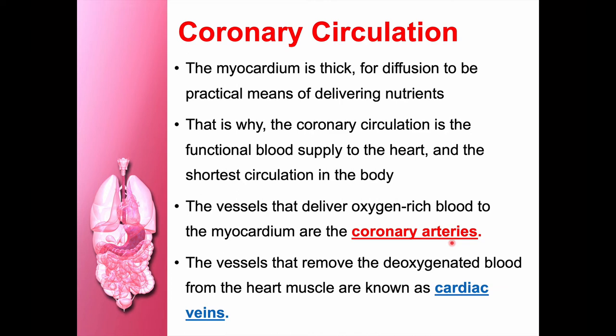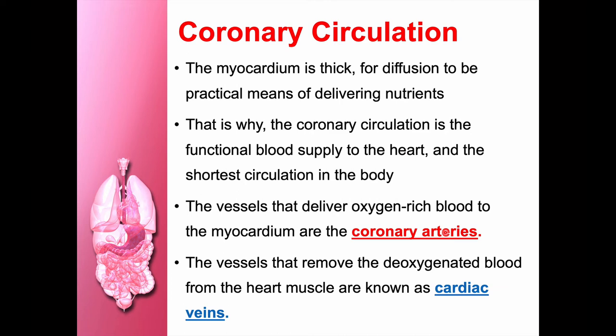You know there is something called vasa vasorum. What is meant by vasa vasorum? The blood vessel that is supplying the blood vessel is called vasa vasorum. In that case the largest vasa vasorum in the body is a coronary artery, because the heart is a modified artery. Heart is nothing but a modified artery. An artery is a blood vessel that carries oxygenated blood. So the heart is a modified artery.